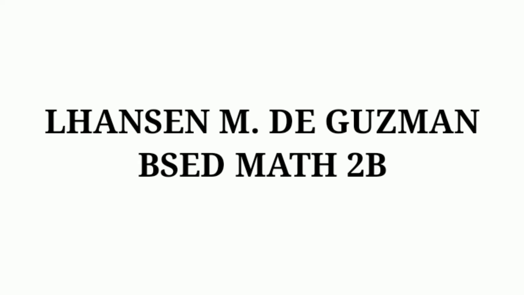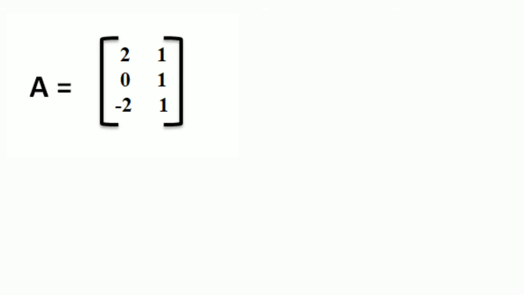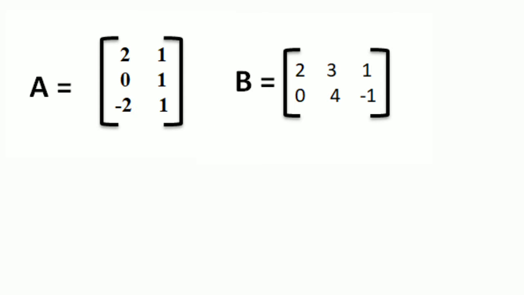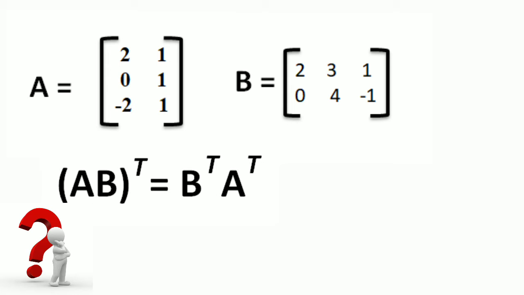Number 33. Here we have given matrix A where the first row is 2, 1, and the second row is 0, 1, and the third row is negative 2 and 1. And matrix B where the first row is 2, 3, 1, and the last row is 0, 4, and negative 1. In this given, we will verify if (AB) transpose is equal to B transpose A transpose.